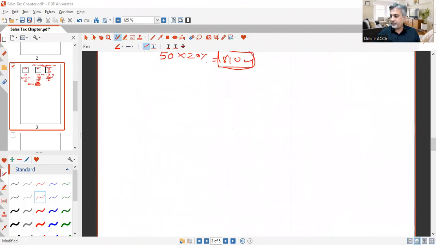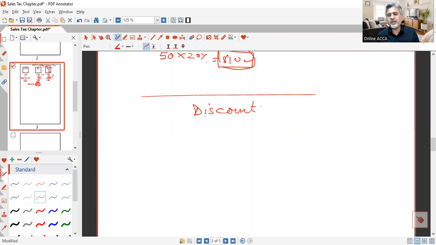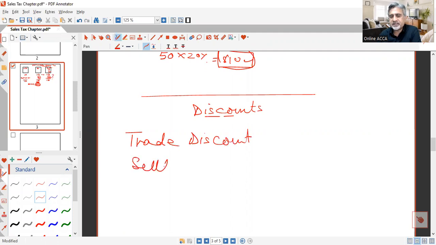One more thing which you should remember, and that is discounts. Okay, what happens with discounts? Remember that sales tax and discount. There are different types of discounts we have not discussed yet. They are called trade discount and settlement discount.